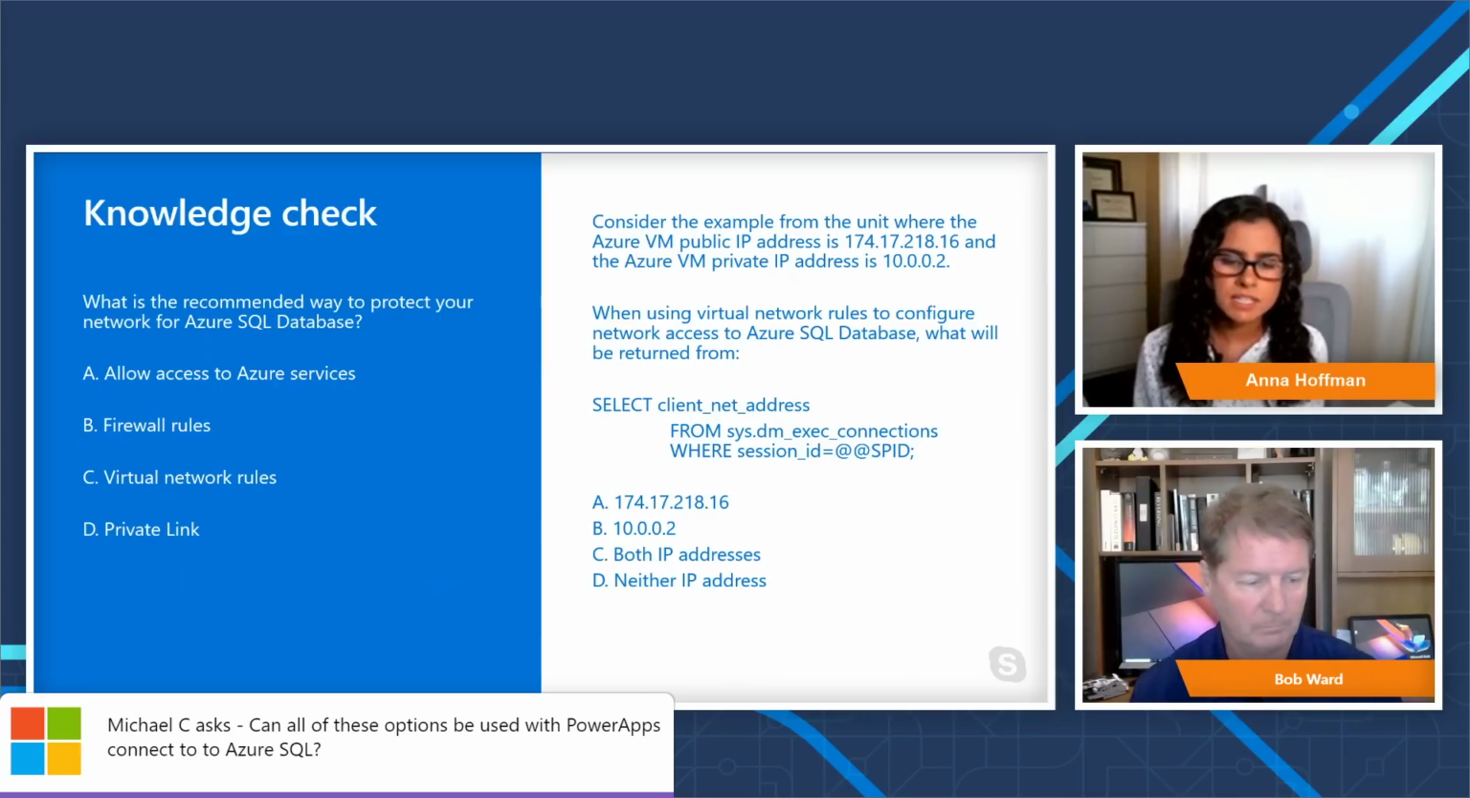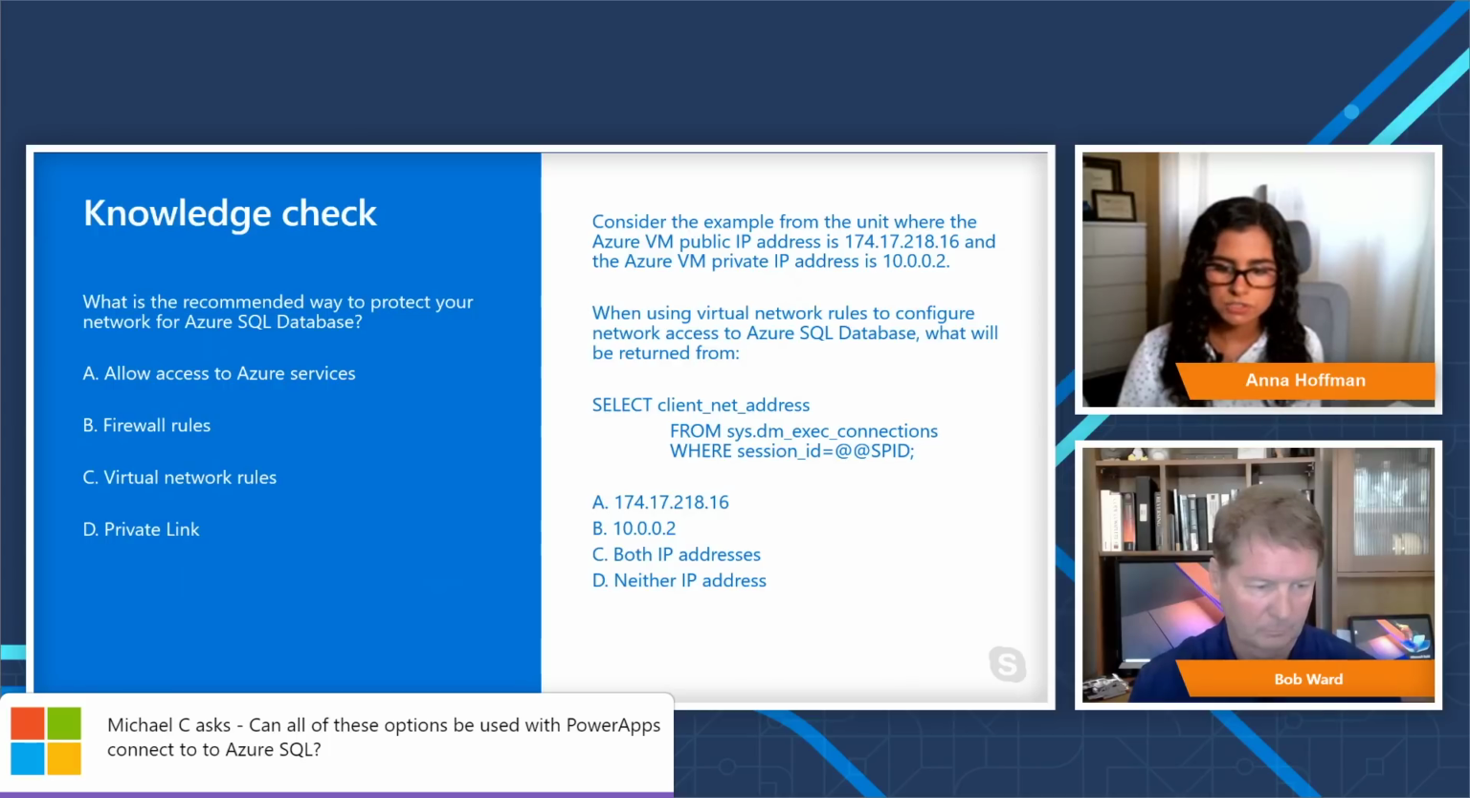Yeah, and it looks like there is some clarification saying that it does work for Azure services today, but not sure if it works with private link. And I would say if it doesn't work with private link today, it's something we're investing in because that is a very important effort for us. Absolutely. So thank you, Michael C.